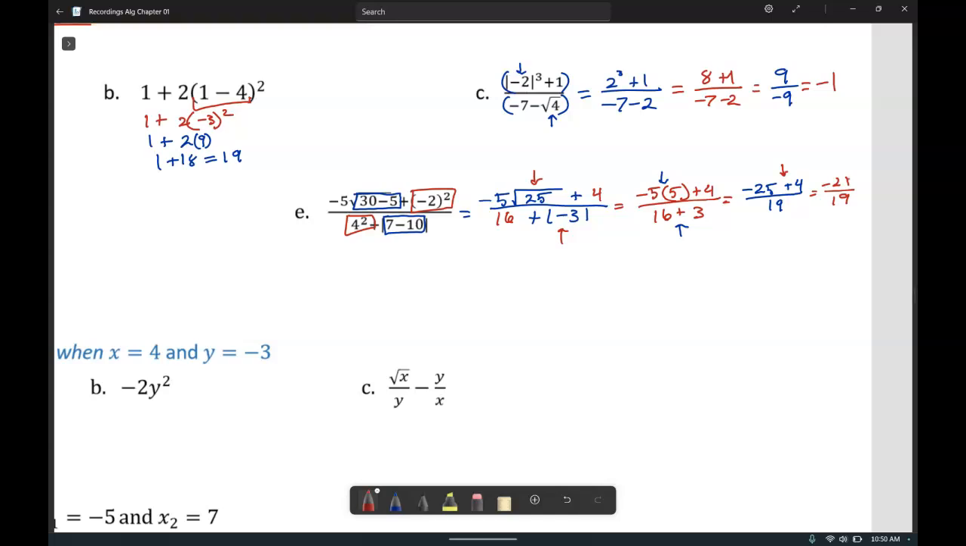And since we don't have any other operations besides simplifying the fraction, and it doesn't make our lives any easier, we can go ahead and just leave it as negative 21 over 19.